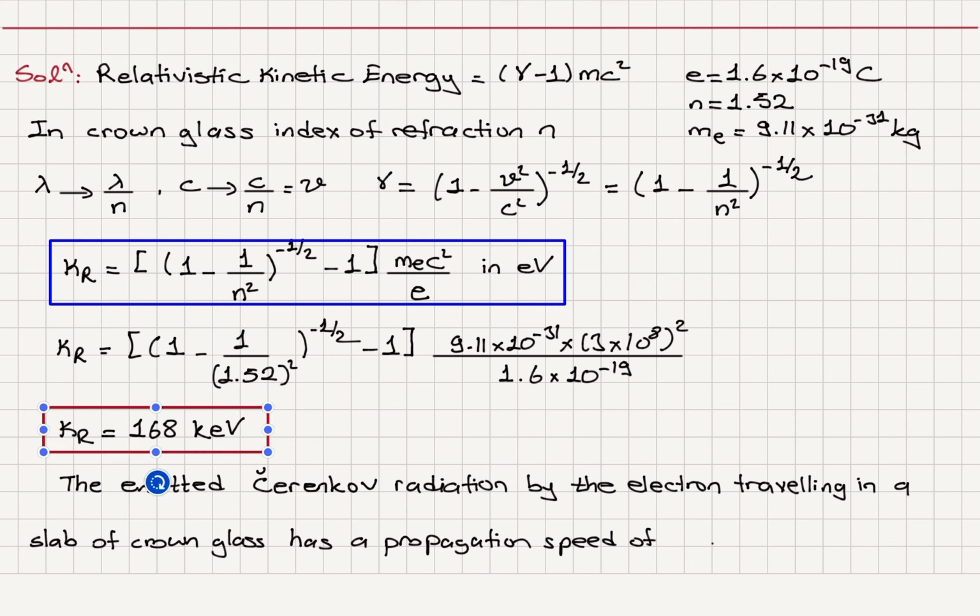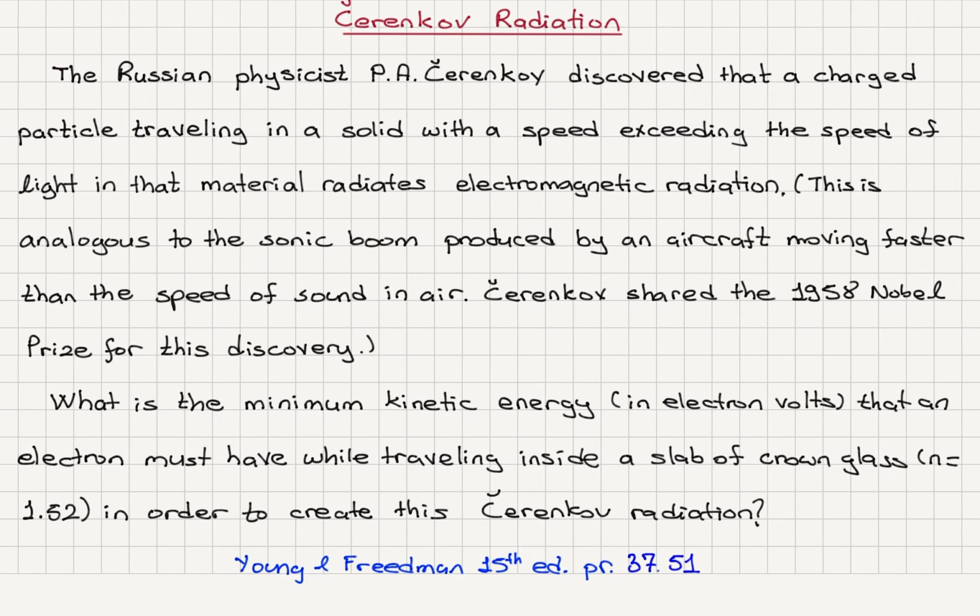Okay, so the Cherenkov radiation emitted by the electron traveling in a slab of crown glass has a propagation speed of c divided by n. That's the speed of light in the material. So the electromagnetic waves emitted by the electron traveling faster than the speed of light in the material create this Cherenkov radiation, which propagates in the crown glass with the speed c over n.